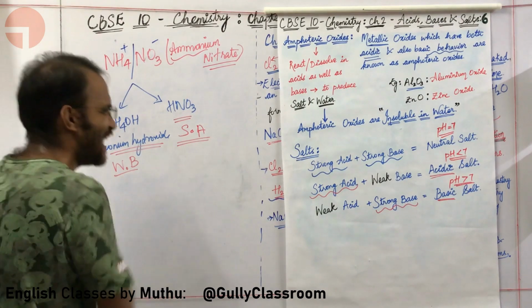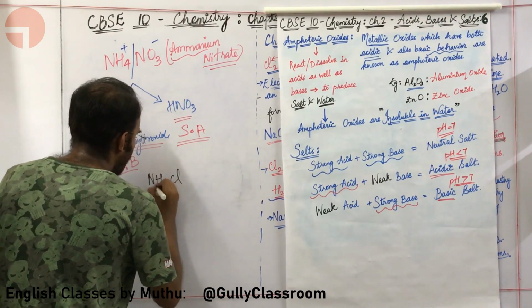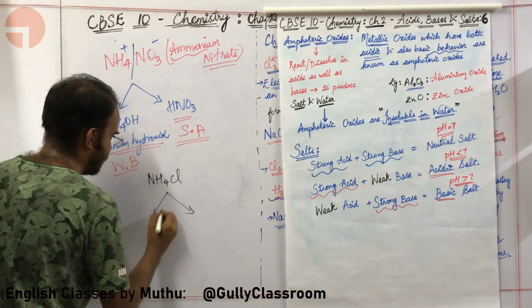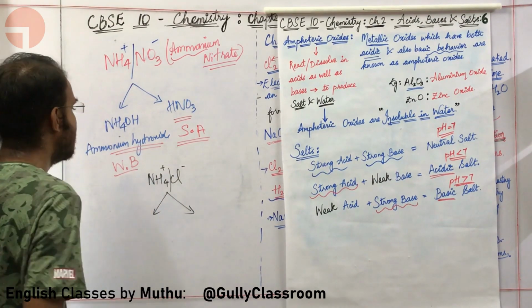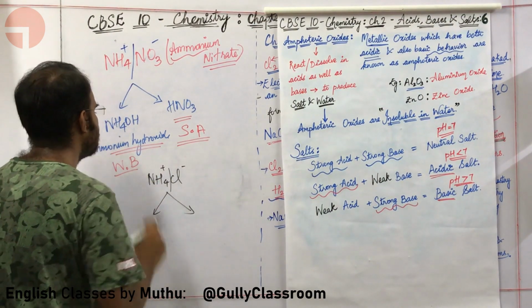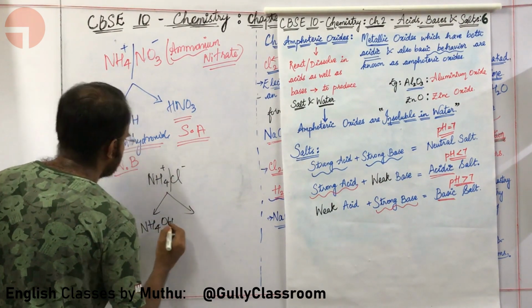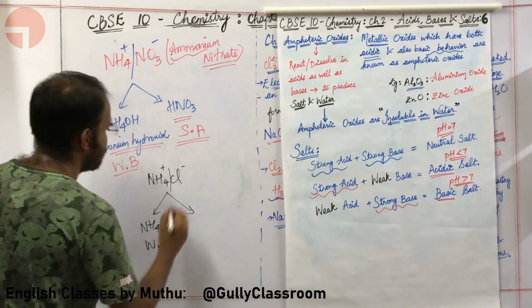Okay, sir, give us another example. Let us go for NH4Cl. What is NH4Cl? Ammonium chloride. Let us break it into two: NH4 plus and Cl minus. NH4 is the positive ion, so you are going to put it with OH. NH4OH is once more ammonium hydroxide. Ammonium hydroxide is a weak base.